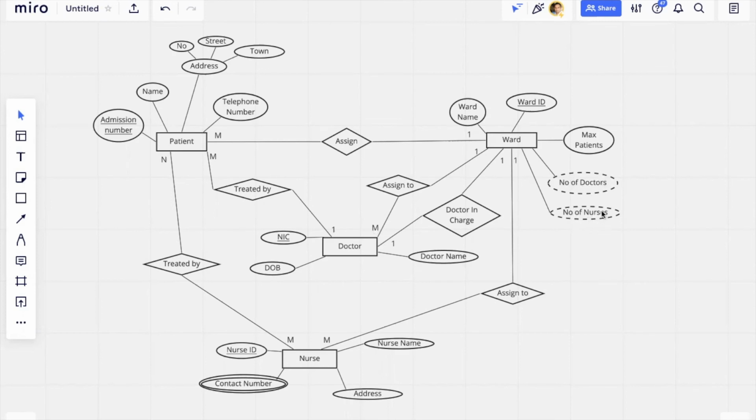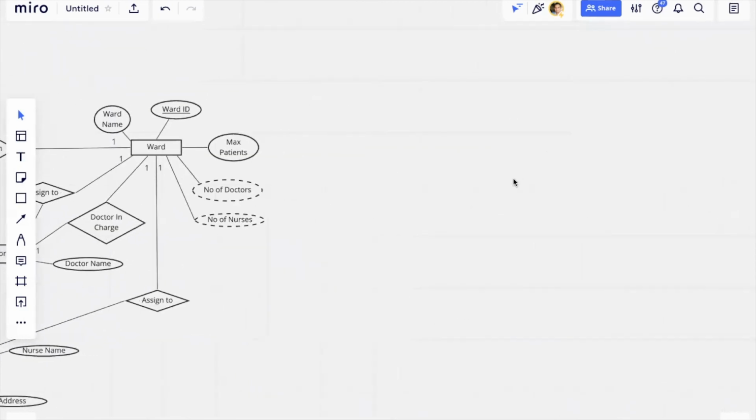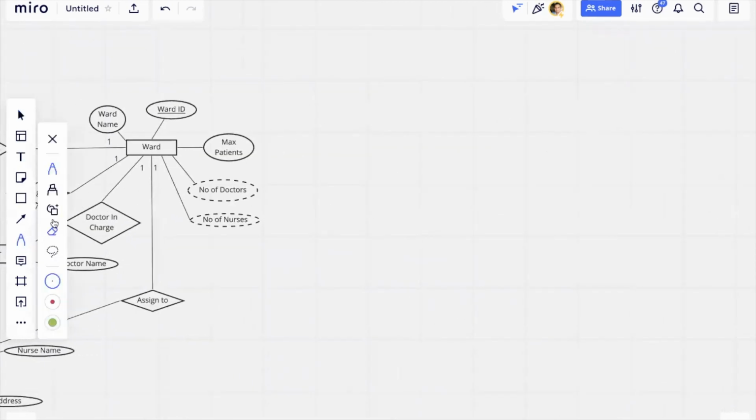And the number of nurses can be calculated from this ward assigned to nurse. How many nurses are working in that ward can be calculated from here. That is why these two attributes are not necessary, because they can be calculated. You can get the information, but the max patient cannot be calculated. The reason is, I will explain using an example. Let's say this is a ward.